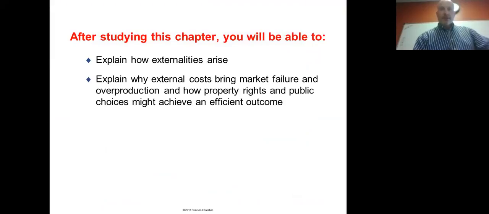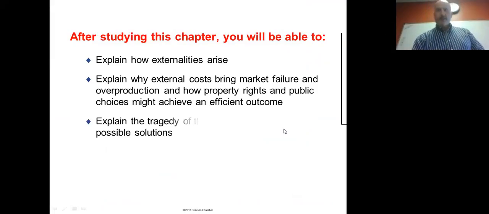Put our objectives up here real quick, and let's move this over here to the side.